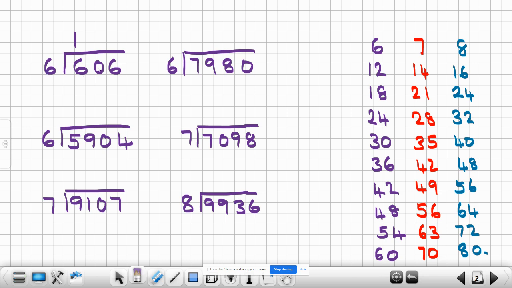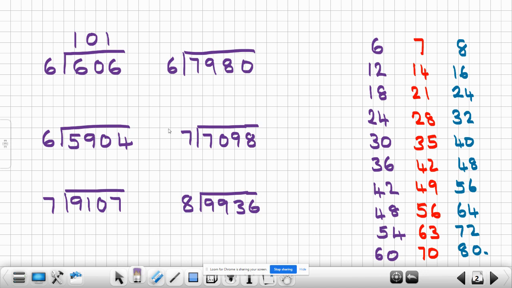And we're saying 6s into 0. There are no 6s we can get out of 0, clearly. But we must remember to put that 0 there. That's really important. Place value. Okay, now moving on, 6s into 6. We've got 1 again. So that's a nice, easy one to ease you in, hopefully.